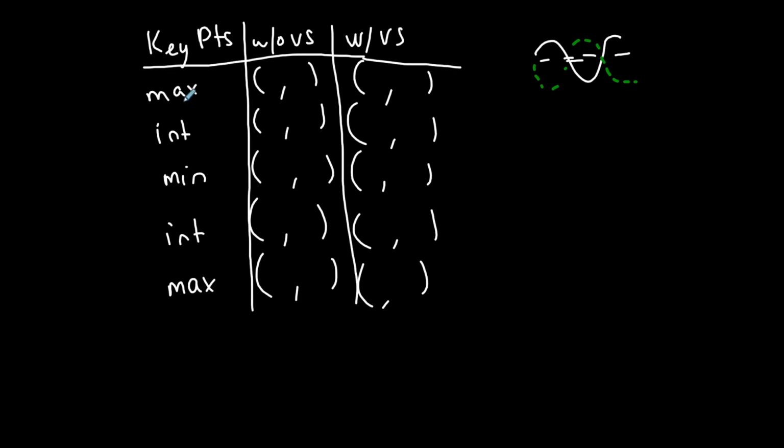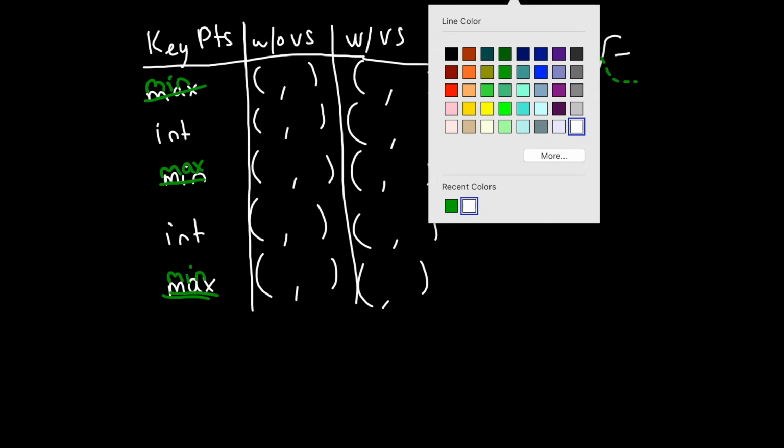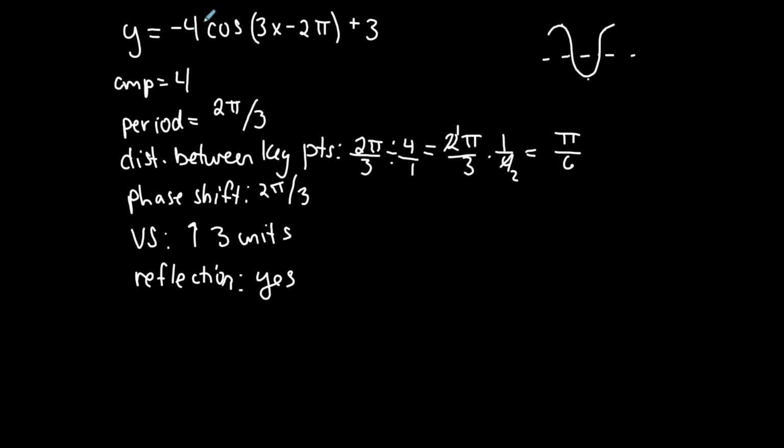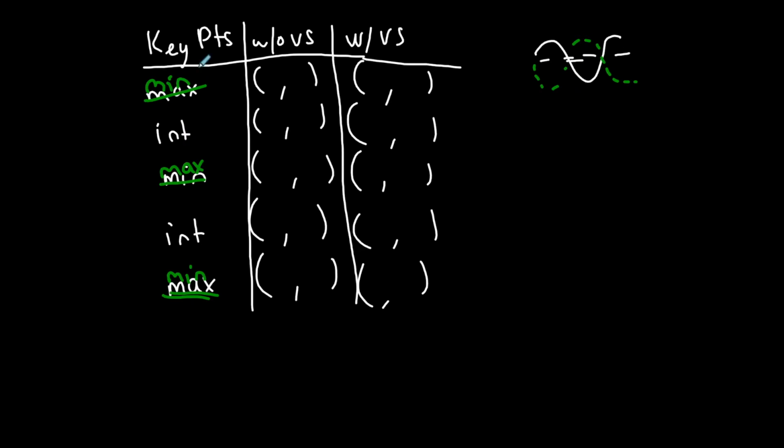So the way that I'm going to take care of my reflection is convert the maxes to mins here and the mins to maxes. Very simple. I don't have to think about it anymore. Once I do this, the reflection is taken care of. Remember that we had a reflection because the coefficient was negative, over the x-axis. So the way that we take care of that is here. After we write our key points, change all your maxes to mins and all your mins to maxes, and you don't have to think about it anymore after that.